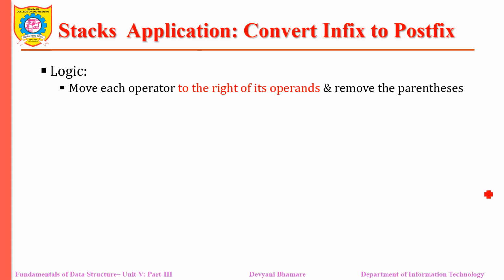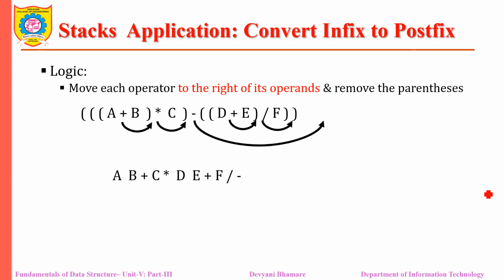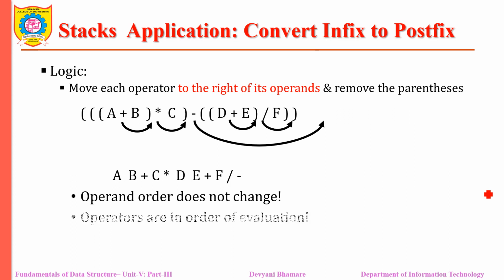So in manual conversion, what are we doing? We are moving each operator to the right of its operands and then removing all the parentheses, and finally we get our resultant postfix notation for the given expression. Here we are not changing the operand order, right? We are simply saying that the operators are evaluated in their respective order of evaluation.